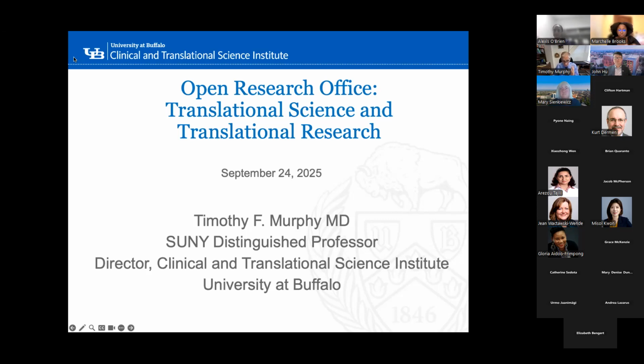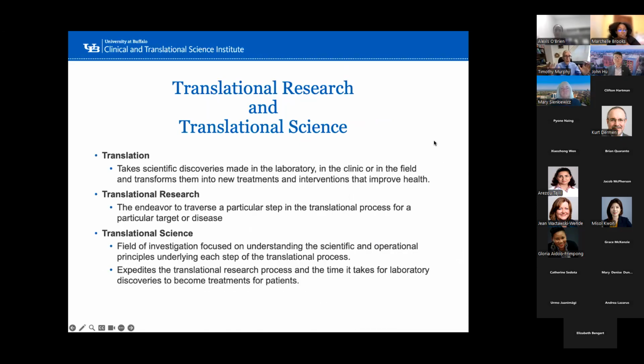And I think the best way to illustrate those is with examples. And it can almost affect your thinking about translational science and translational research. But let me start simply with definitions. So translation is, if you think about moving scientific discoveries into new treatments and interventions. So it could be laboratory innovations, clinical observations, community-based innovations and that sort of thing, moving them into interventions that improve health.